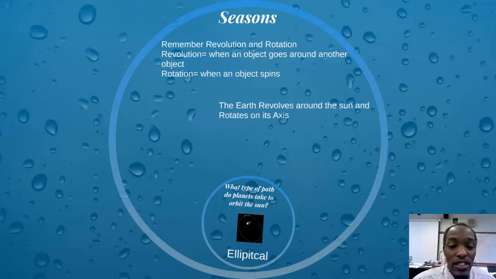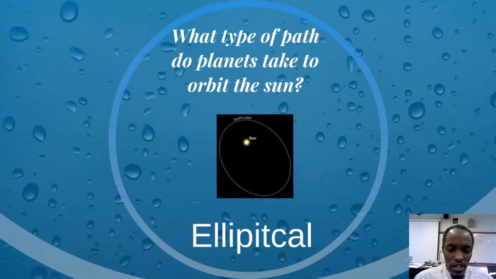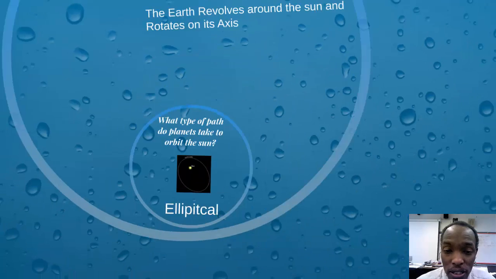Alright, and then we have our seasons, and if we can remember about revolution and rotation, revolution is when an object goes around another object, and rotation is when the object just simply spins. And so the Earth revolves around the sun and rotates on its axis. And so the revolution gives us our seasons, and the rotation gives us our night and day. So what type of path do planets like to take around the sun? They like to take these elliptical paths. They're not quite circular. They're more of an oval shape. At one point they're closer to the sun, and at other points they're further away from the sun.